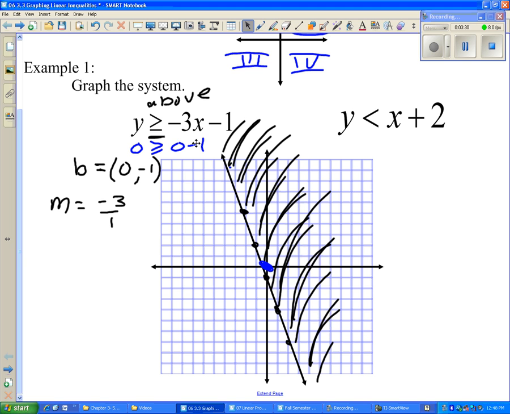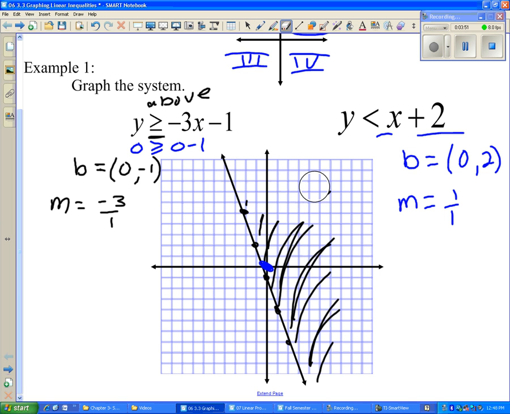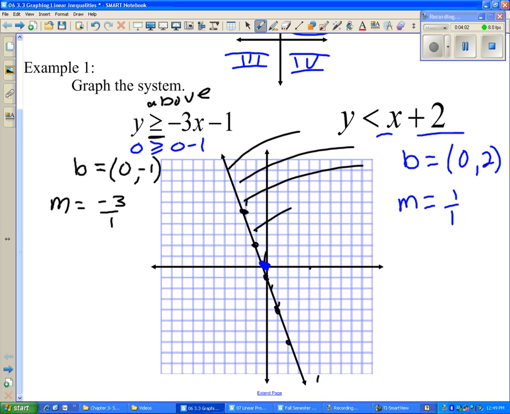I now need to graph my second equation. My second equation has a y-intercept of 0, 2, and a slope of 1 over 1, m and b. So I plot my point. That's kind of messy, so let's clean that up a little bit. Notice that I do want to shade this, but I don't want it too messy. So here's my first region. Now my second region.